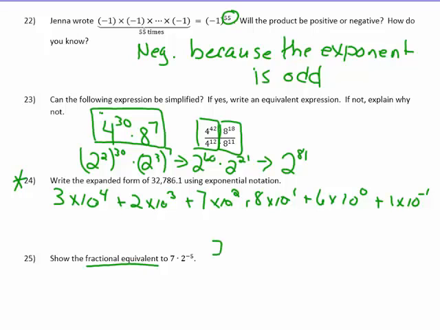Show the fractionally equivalent. Fractionally equivalent means they want you to actually multiply it out. So this is going to be 7 over 2 to the 5th, and then 2 to the 5th means 2 times 2 times 2 times 2, and so on, but that gives you 32.